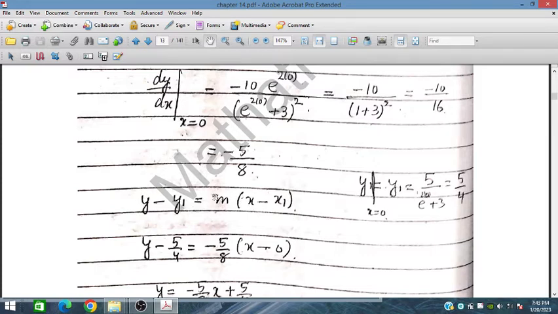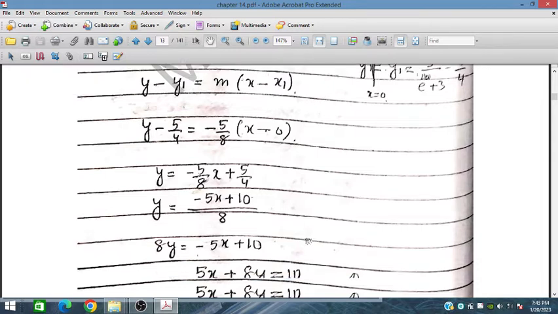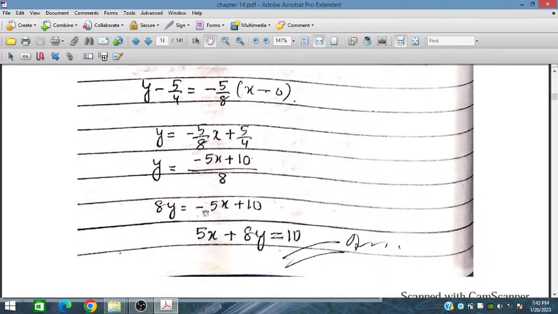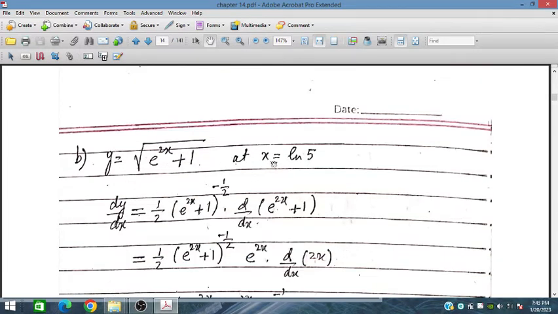A tangent is a line on this curve which is touching at only one point. So this is the tangent, the equation of tangent. Similarly for this, y is equal to this at ln. So we differentiate it. First differentiate the outer part.